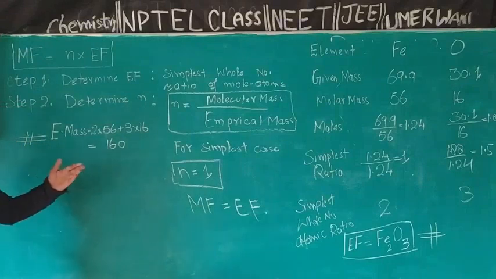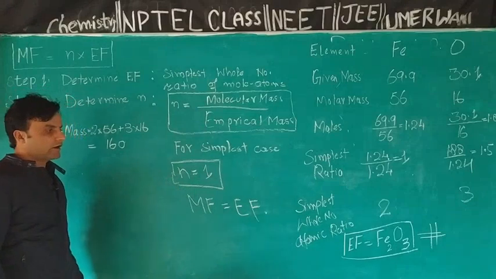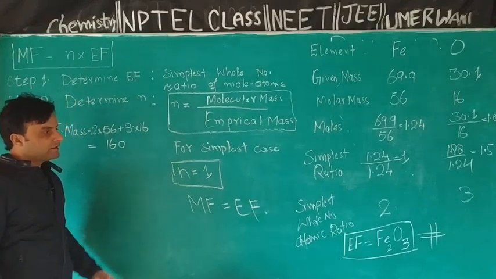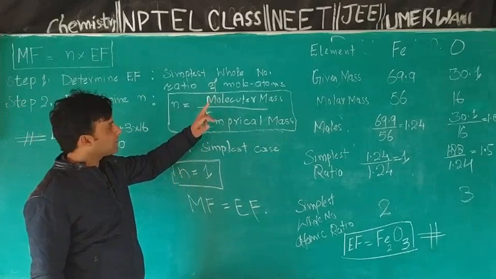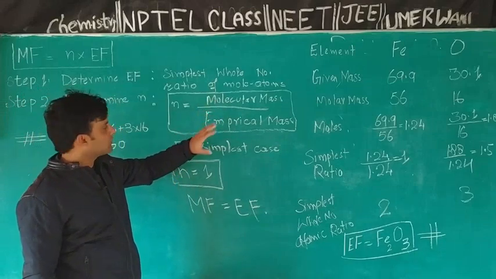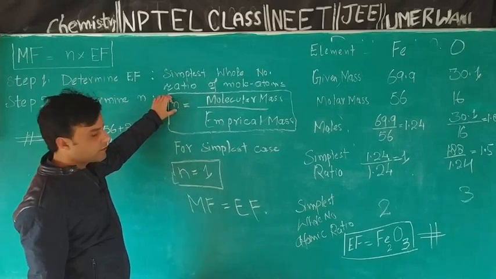Now molecular mass is not given in this numerical problem. Molecular mass of the oxide of iron is not given, neither is vapor density given. So we cannot calculate the value of n.